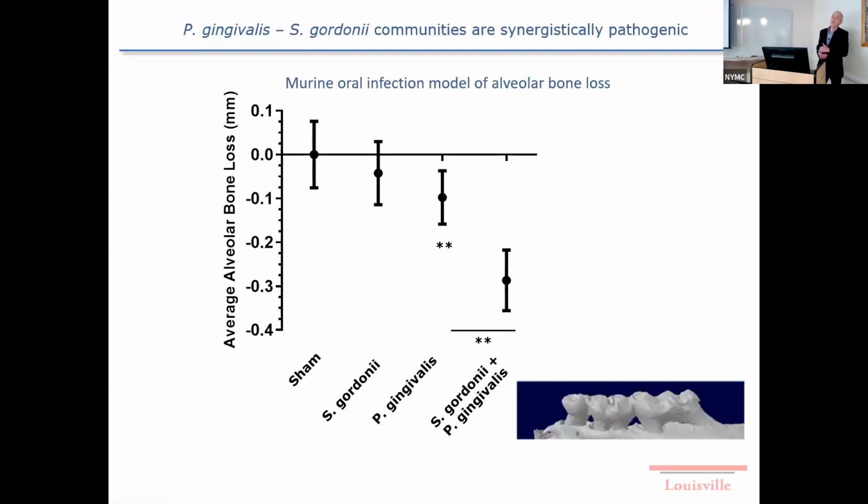So our first question was, does this have any biological relevance? Is this important? So we went to a murine model of periodontal disease. It isn't a brilliant model, but it's one of the few models that we have where we look at loss of the alveolar bone, right? So the alveolar bone, which is supporting the tooth. So this is alveolar bone loss.